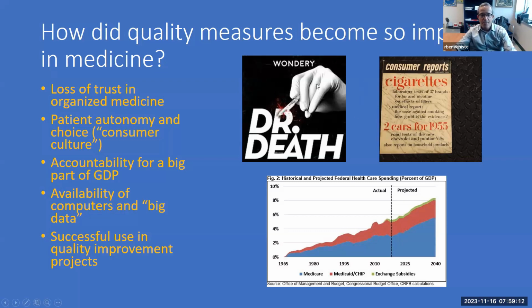Listened to this podcast a couple of years ago. This infamous neurosurgeon who basically maimed and killed people for years because there was no mechanism in place for stopping him. The rise of consumer culture.